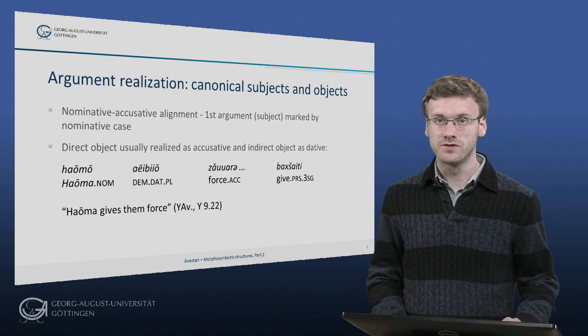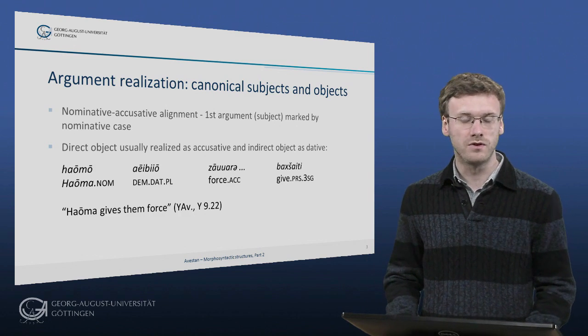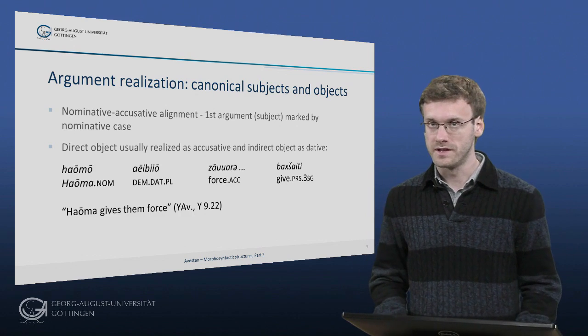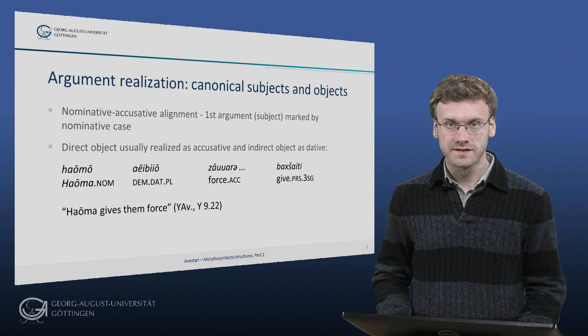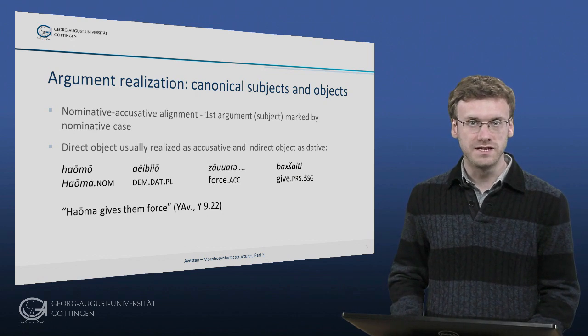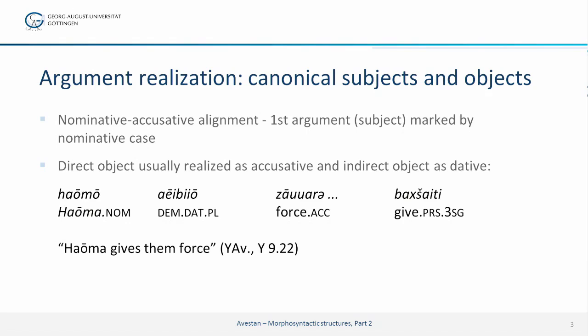Avestan is a language with nominative-accusative alignment, in which the first argument of a verb, the subject, is marked by the nominative case. With certain exceptions, direct objects are canonically realized by the accusative, and indirect objects by the dative case, as can be seen from a simple sentence like this. Haumo aibio savare barshaiti.